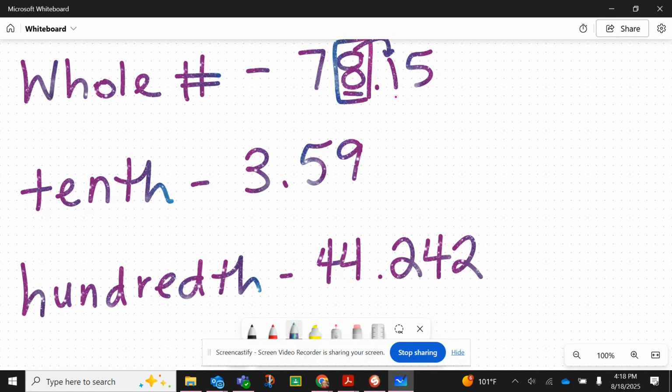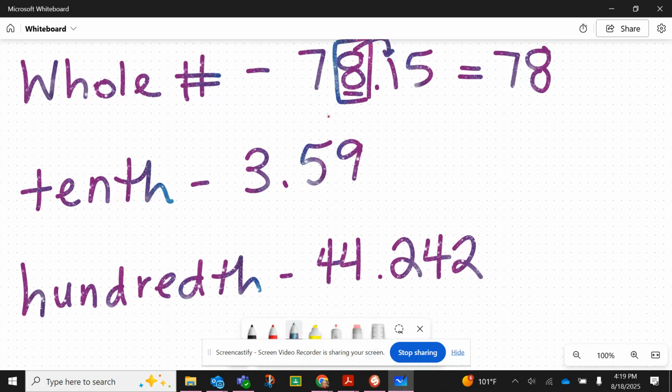I've got a 1. 5 or more, we're going to raise the score. 4 or less, we're going to let it rest. So next door is a 1. A 1 is 4 or less. So we are going to let it rest, meaning I'm going to leave this number alone. I'm not going to do anything with it. So I'm going to leave my 7. I'm going to leave my 8.